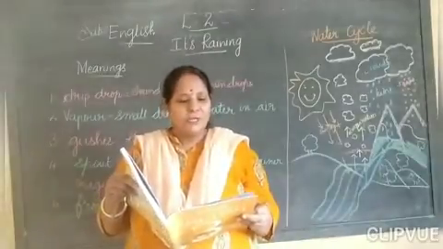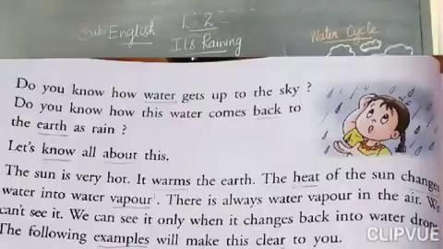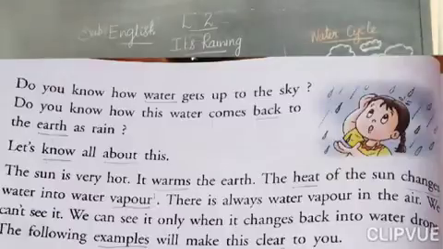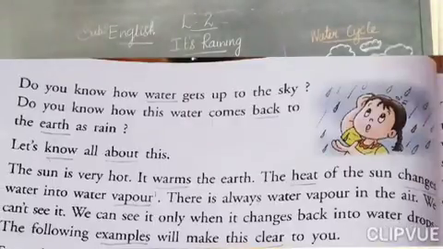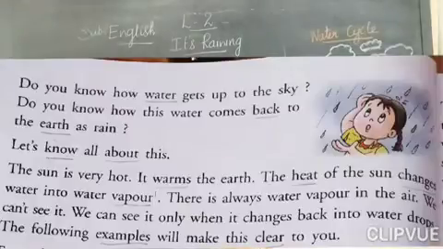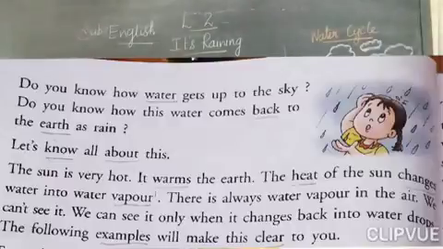Turn to page number 12. Okay. So when the sun is very hot, it warms the earth, and the heat of the sun changes water into water vapor. There is always water vapor in the air, children, which we cannot see. We can see the water vapor as a water drop only when it changes back into water drop.